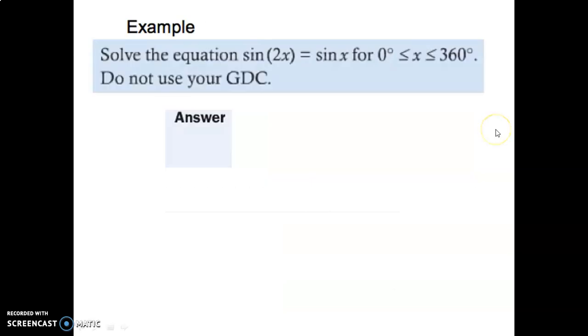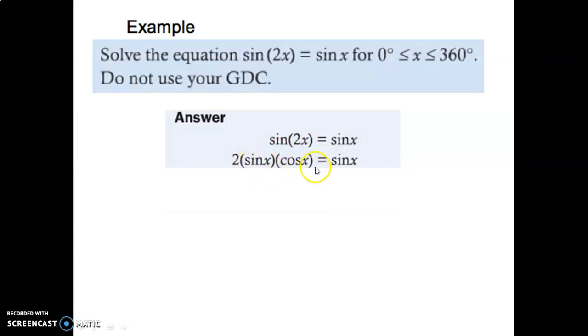Here we go, let's try another one. This one's a little tougher. We have sine of 2x equals sine x. Okay, step 1. Notice we have sine of 2x. We can use our double angle identity for sine. So that has been replaced by that, straight from the formula we know for the identity.